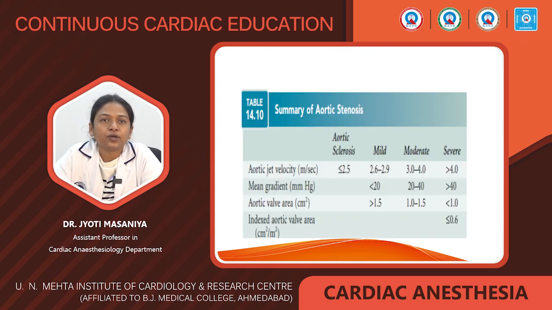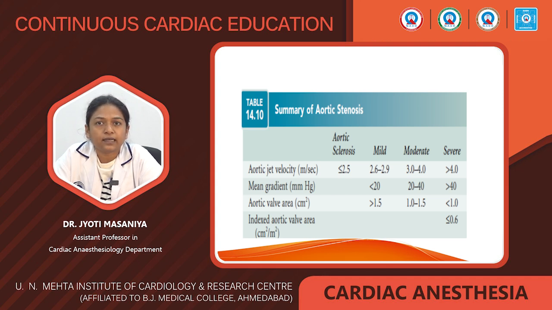This table is showing the summary of aortic stenosis. If aortic jet velocity is between 2.6 to 2.9 meter per second, then it is suggestive of mild aortic stenosis, and if it is more than 4, suggestive of severe aortic stenosis. If the mean gradient is less than 20 millimeter mercury, mild AS. If it is more than 40, severe AS. If aortic valve area is more than 1.5 centimeter square, suggestive of mild aortic stenosis, and if it is less than 1 centimeter square, suggestive of severe AS. If index aortic valve area is less than 0.6 centimeter square per meter square, suggestive of severe aortic stenosis.